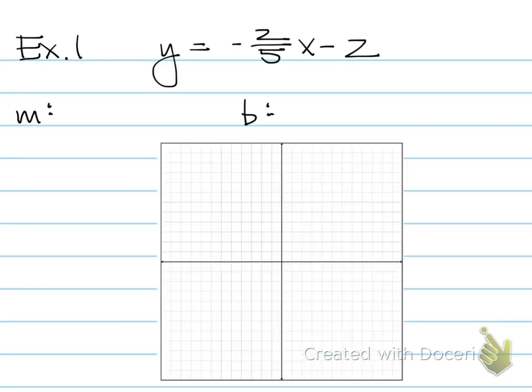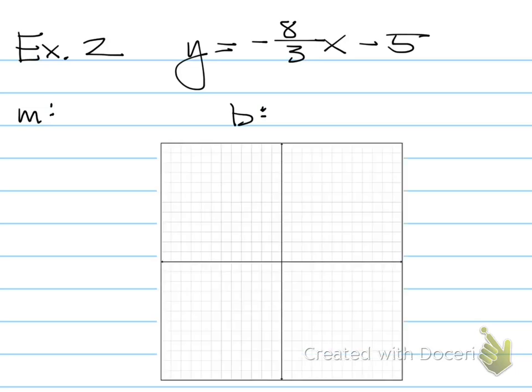All right, so for the first example, we want to first determine what the slope is. The slope is the number in front of the x once it's written in slope-intercept form. And the y-intercept is the constant written after the x term once it's written in slope-intercept form. So the y-intercept is -2. All right, so the first point we're going to plot is -2 on the y-axis, since that's the y-intercept. And the slope is -2 over 5, so we're going to go down 2 and to the right 5. Draw a line through those 2 points, and we have our graph.